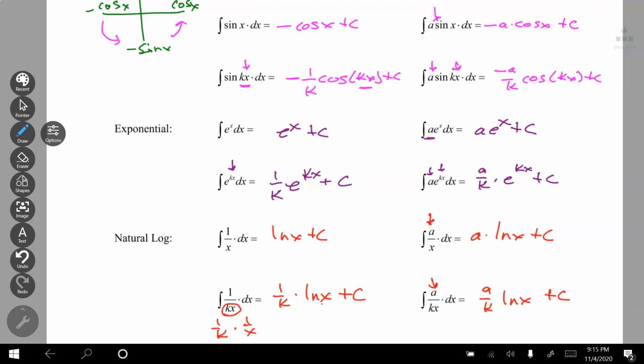That kx does not cause a kx here. We talked about this before. When we did ln of kx, that kx did not matter. Still, the antiderivative is going to be ln of x.